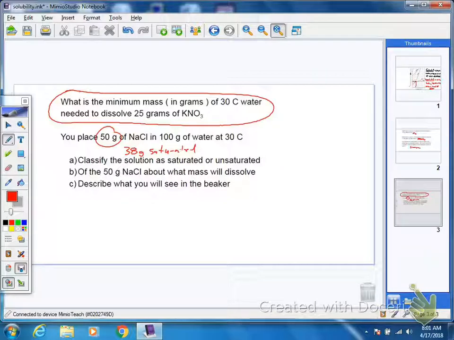Okay? Well, it's saturated because some of it won't dissolve. So classify each solution as saturated or unsaturated. It's saturated because it's whole. You're dissolving 38 grams. Of that 50 grams, how much will dissolve? 38 grams. Okay, and then where's the rest of it? The rest of it hasn't dissolved, it's sitting on bottom.